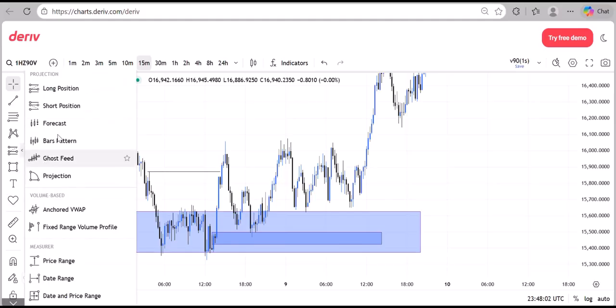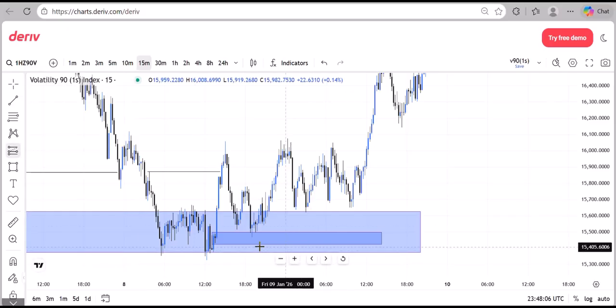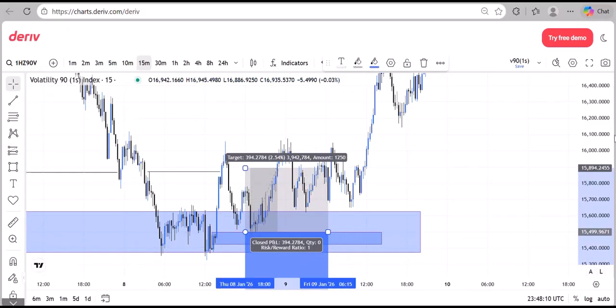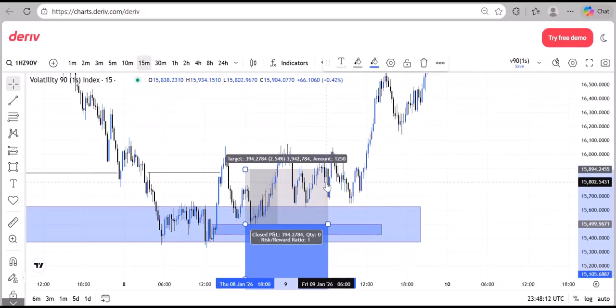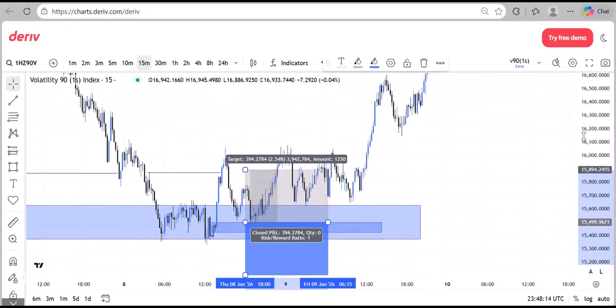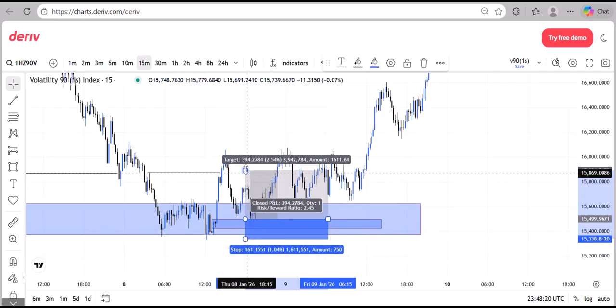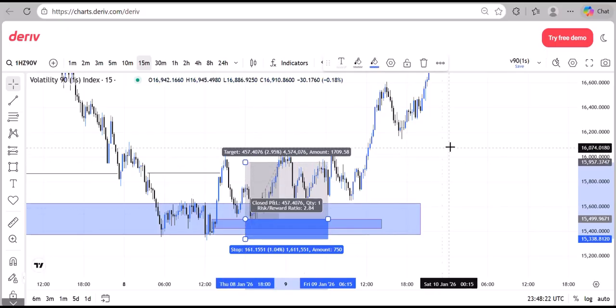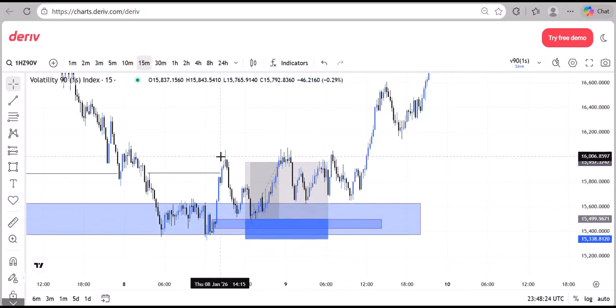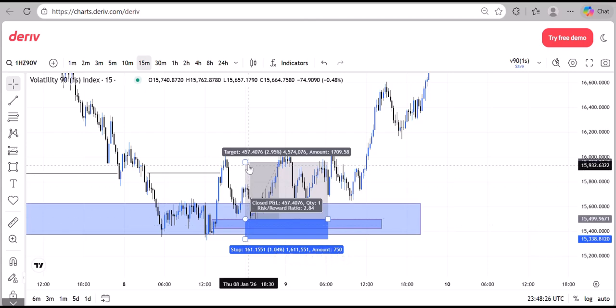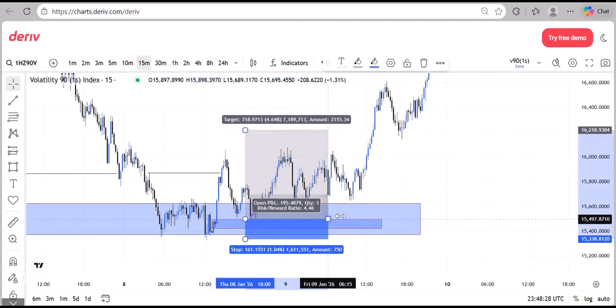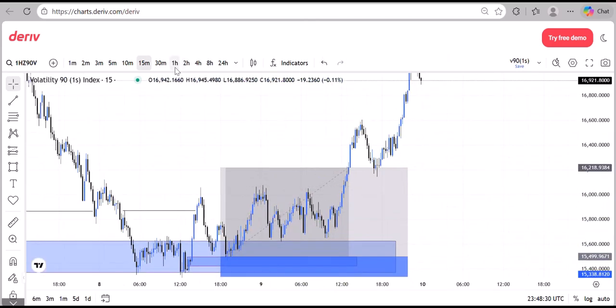So now this is where we would have placed our entry. It could be our buy limits, and of course the stop loss should be below this zone. We'll see that price broke structure. After the break of structure, price retraced to that zone, and then it went higher. So this is actually how we spotted our trade.